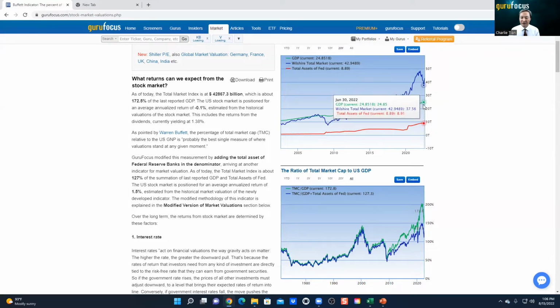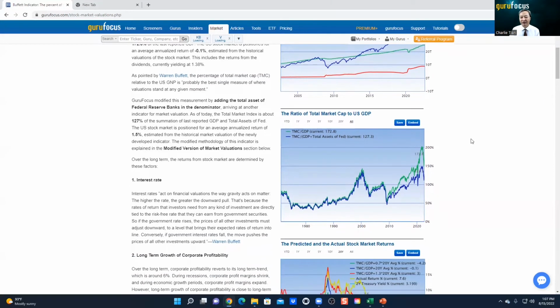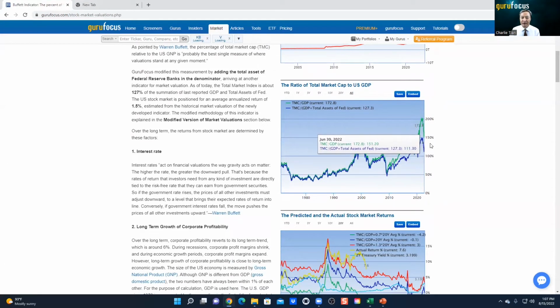The GDP stands close to 25 trillion. So the Federal Reserve balance sheet is now a considerably important number relative to the GDP. Obviously, when the Fed prints money, the stock market goes up, even if the GDP doesn't change. That's why we want to put the Federal Reserve factor into the valuation. We add the GDP and the Federal Reserve balance sheet assets together as the denominator to calculate this ratio, which is the blue line here in the second curve.